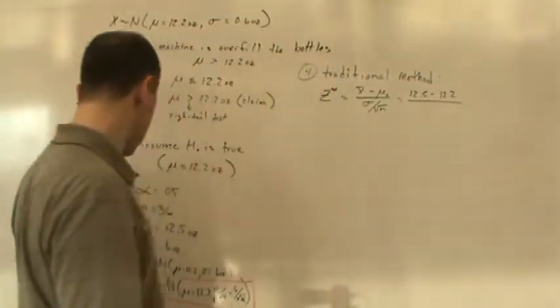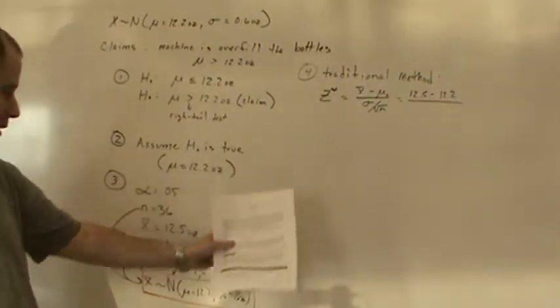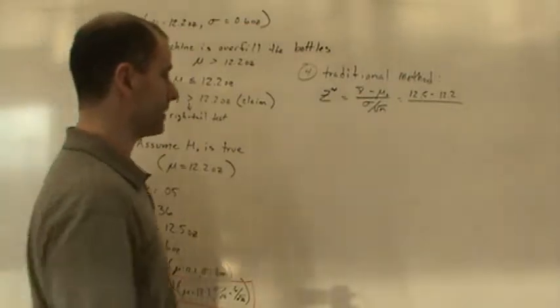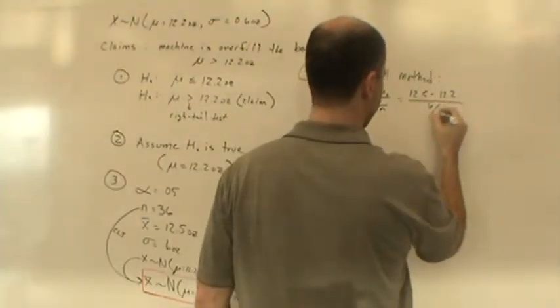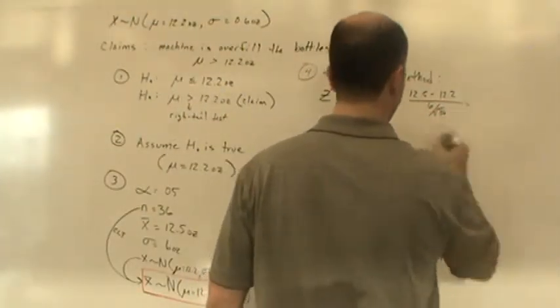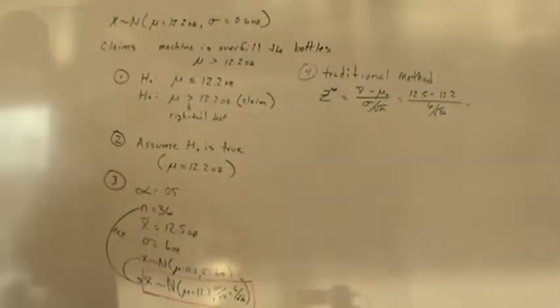Divided by sigma, which is divided by the square root of n, which is this right here, 0.6, divided by the square root of 36. And so if I calculate that out, what do you get? Well, let's find out.